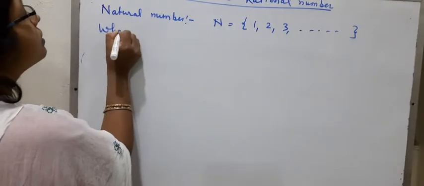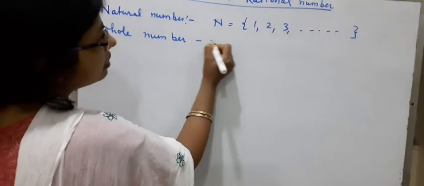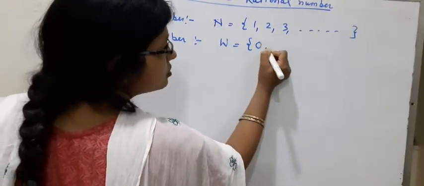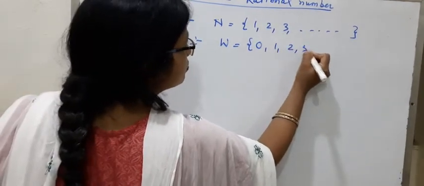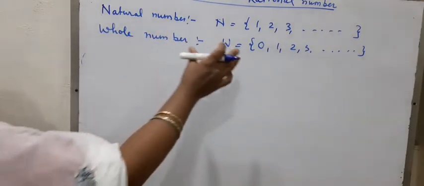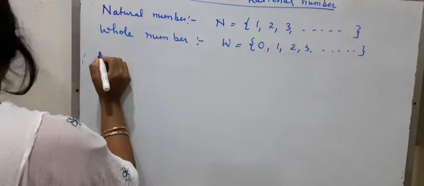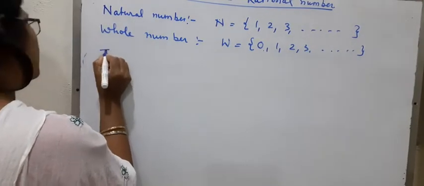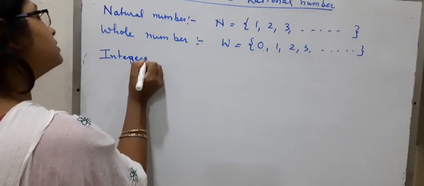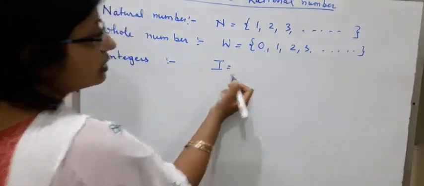Whole numbers we represent with W, and whole numbers start from 0 and the other numbers are natural numbers. That means we take 0 and N. Third is integers. Integers we represent with I.